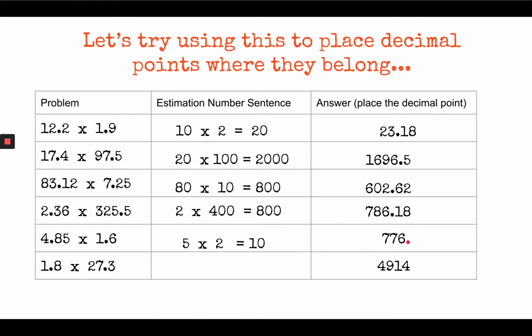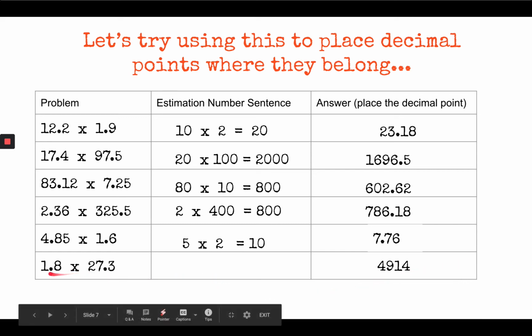Where can I place my decimal that will give me a number near 10? I know if I put it here, it's going to give me a very high number, 776. If I put it here, it's going to give me 77, which is not close to 10. But if I put it right here, it's going to give me 7.76. Isn't 7.76 pretty close to 10? I think that would be our best bet.